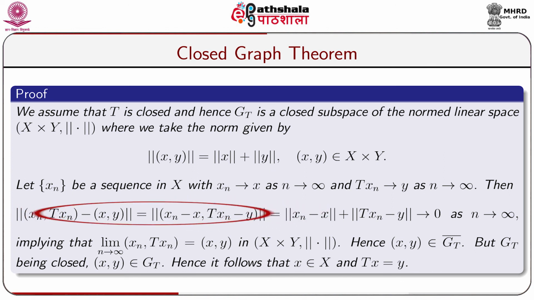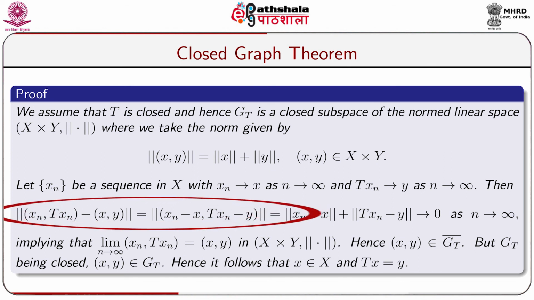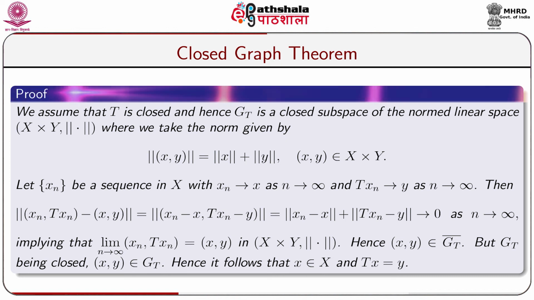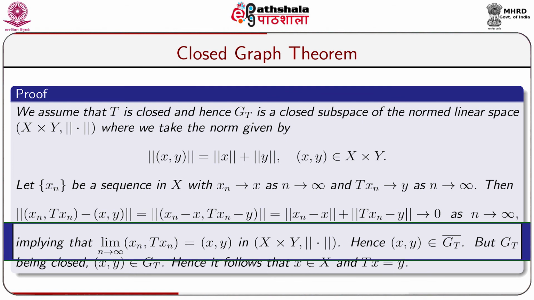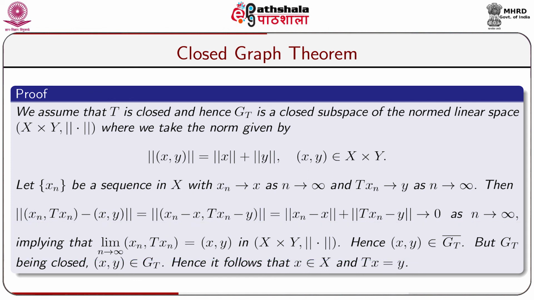Then norm of (x_n, Tx_n) minus (x, y) is equal to norm of (x_n minus x, Tx_n minus y), which is equal to norm x_n minus x plus norm Tx_n minus y, which tends to 0 as n tends to infinity, implying that limit as n tends to infinity of (x_n, Tx_n) is equal to (x, y) in X cross Y with the given norm. Hence, (x, y) belongs to closure of G_T, but G_T being closed, so (x, y) belongs to G_T. Hence, it follows that x belongs to X and Tx is equal to y by the definition of graph of the operator T.